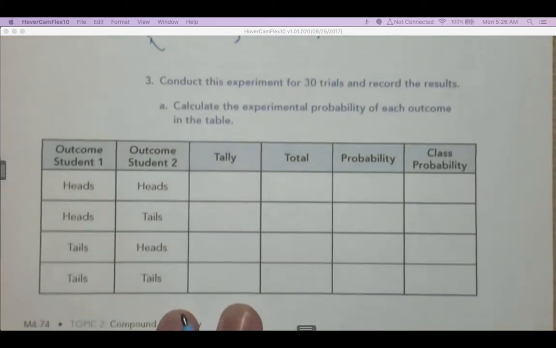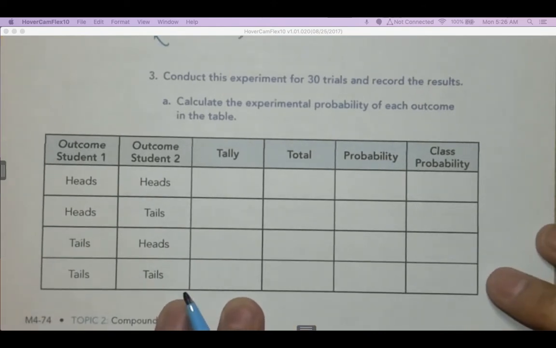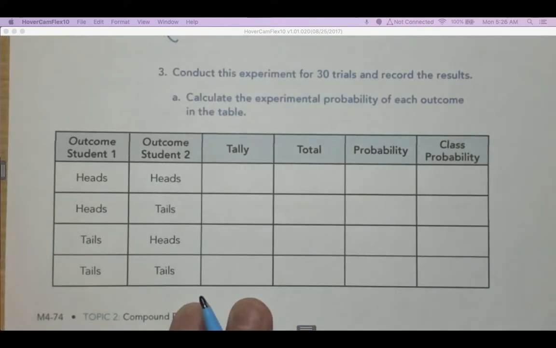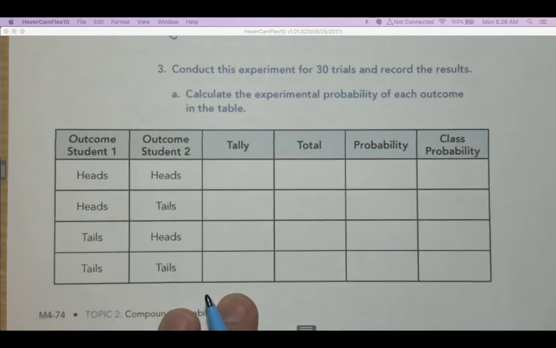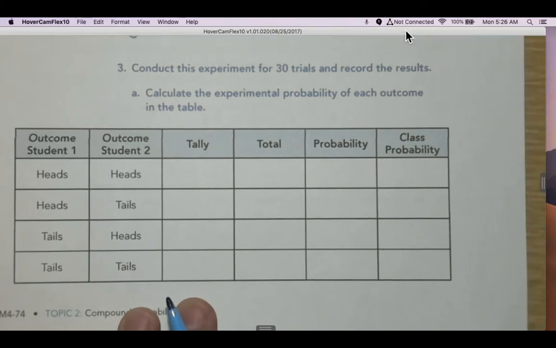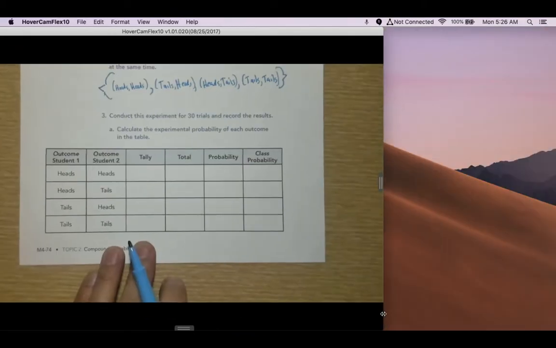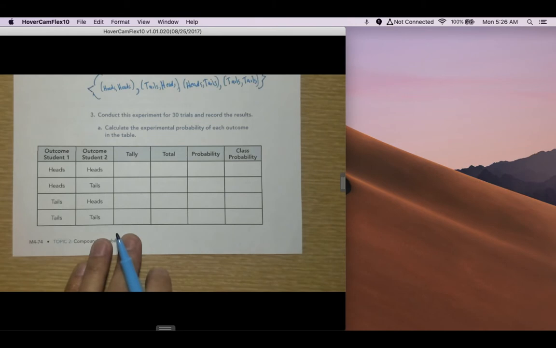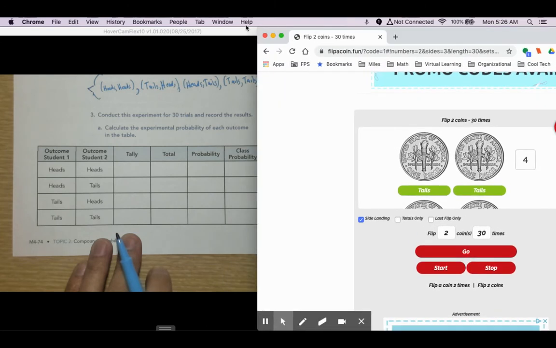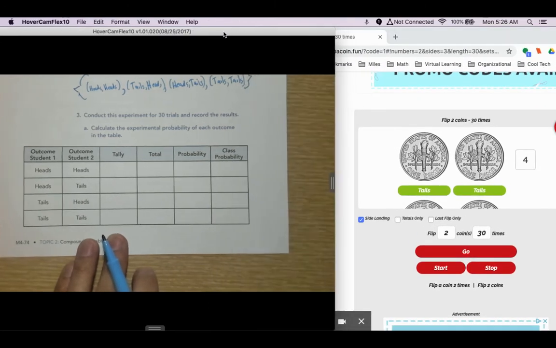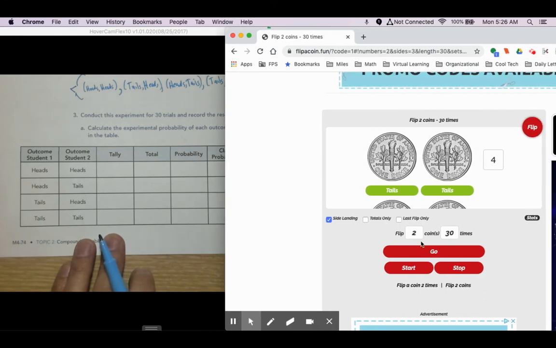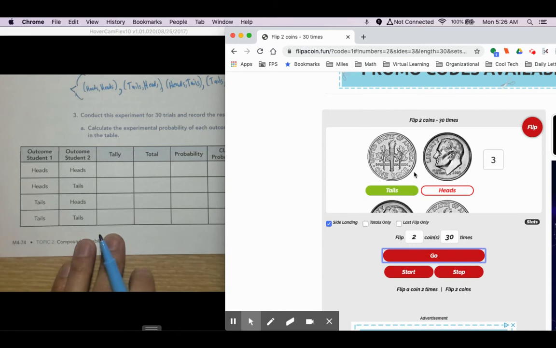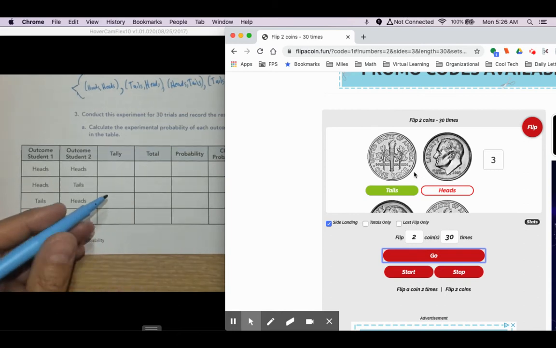Now, in the getting started, I'm conducting this experiment for 30 trials and recording the results. Calculate the experimental probability of each outcome in the table. Okay. To help me do this, I will use my random coin flipper here. And if I do that, I'm set to flip two coins 30 times. Click go. And then we have tails and heads.